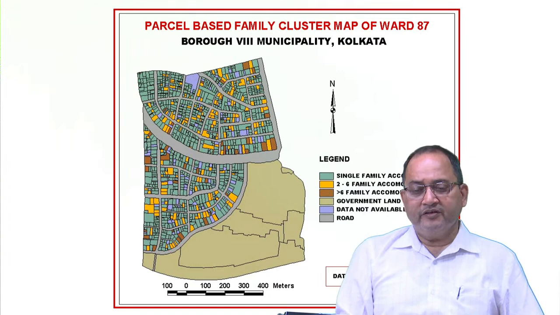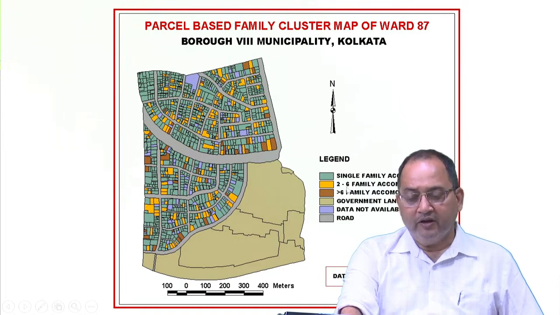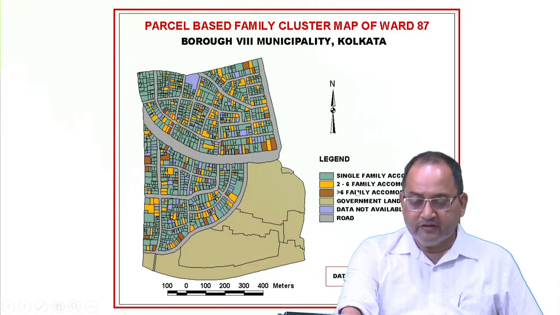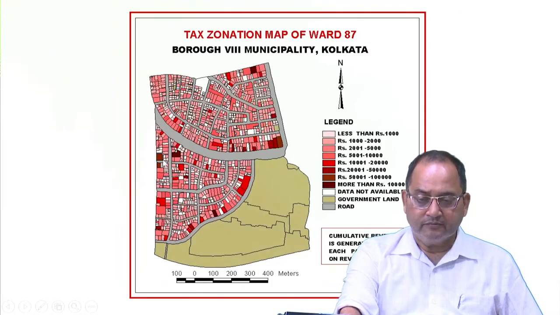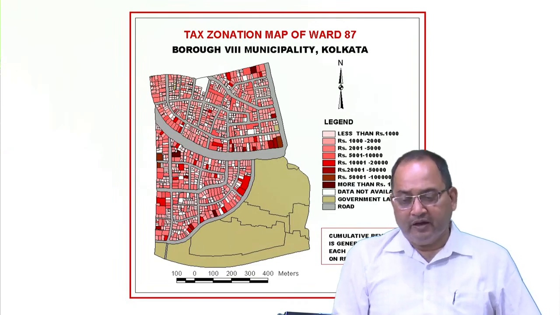So this tells us basically what the family size is. You see, how many buildings have single family accommodation, how many have 2 to 6 family accommodation, more than 6, government land. So you see, most of the buildings here are basically single family accommodations, but some have 2 to 6 families also, and some have more than 6 also here, right? Now this tells us what the tax zonation map of this is.